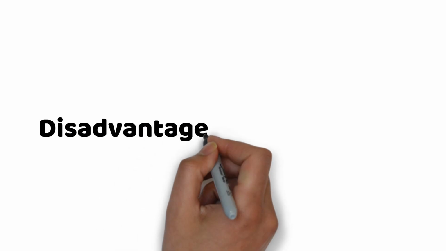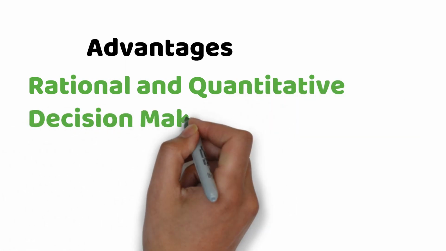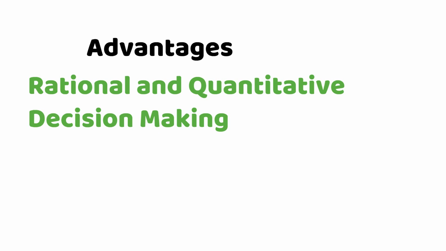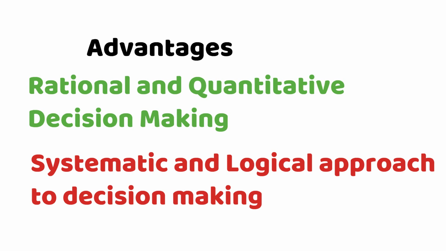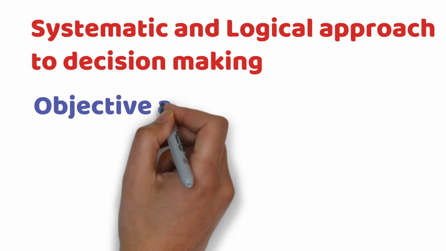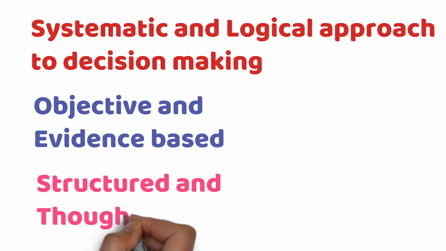There are certain advantages and disadvantages of decision theory. The major advantage of decision theory is that it helps in rational and quantitative decision-making. The decision theory provides a systematic and logical approach to decision-making, allowing managers to make choices based on sound reasoning and analysis. Using decision theory, the decisions are more objective and evidence-based. It helps eliminate haphazard decision-making and promotes a structured and thoughtful process.